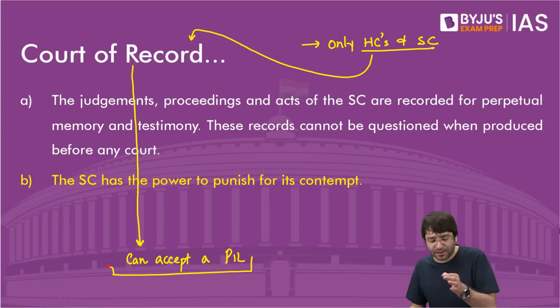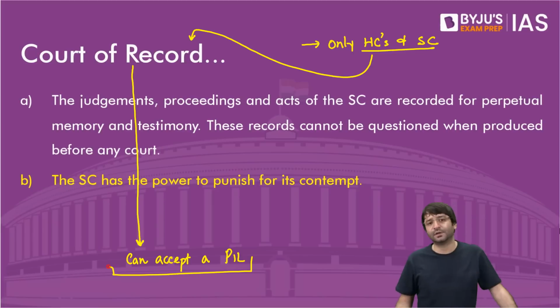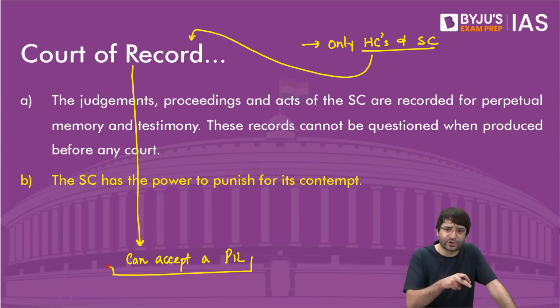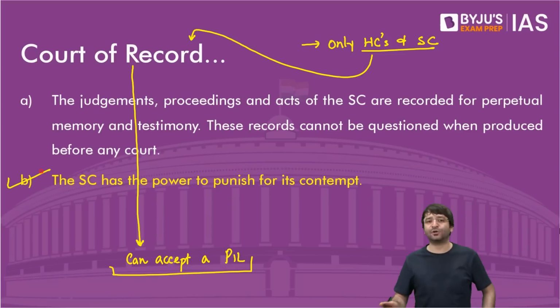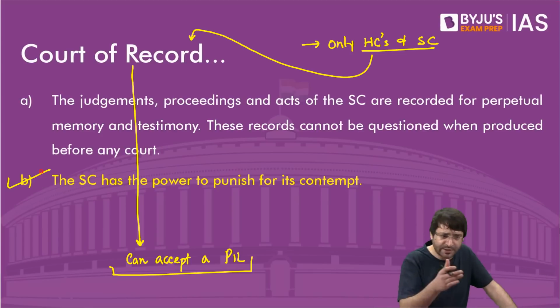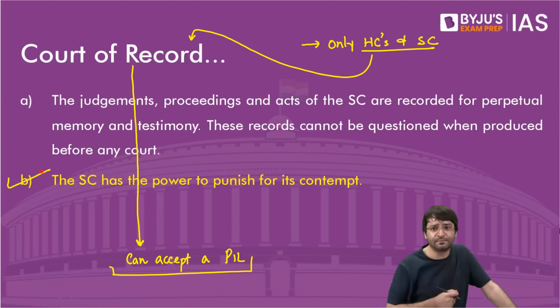But when can we call a judicial institution a court of record? For that, this judicial institution will have to satisfy two conditions. Condition number one, it should have the power to punish for its contempt. And we have discussed what is a contempt. Contempt is civil contempt or criminal contempt. That means if this judicial body has given an order which is willfully disobeyed by somebody, it is contempt.